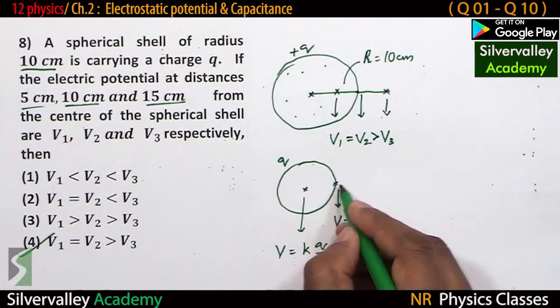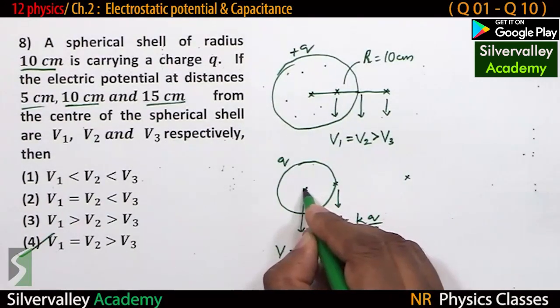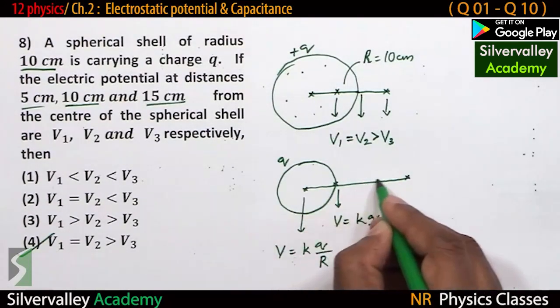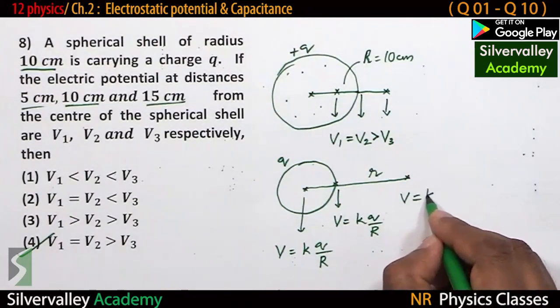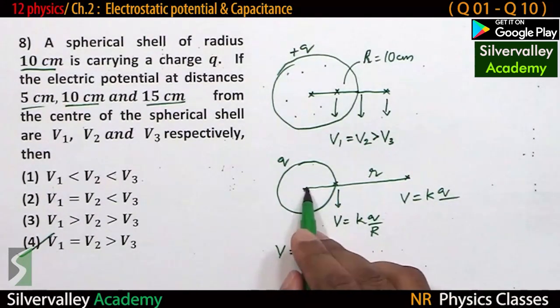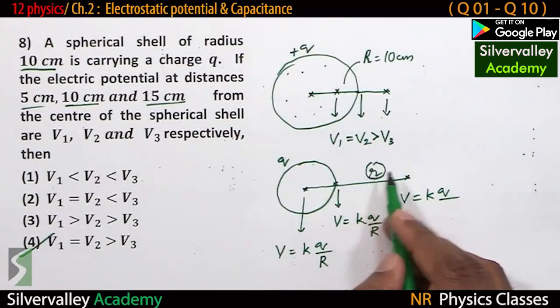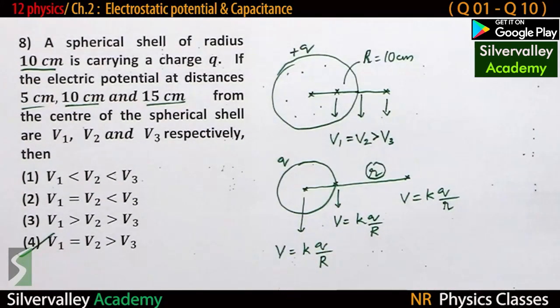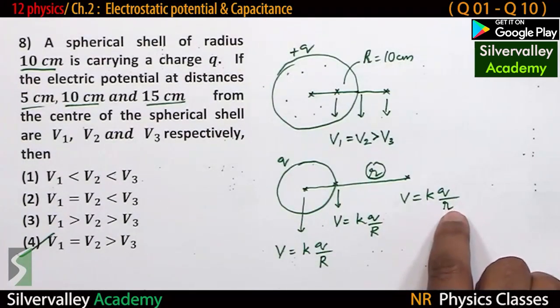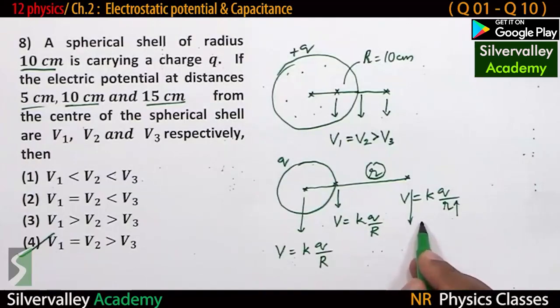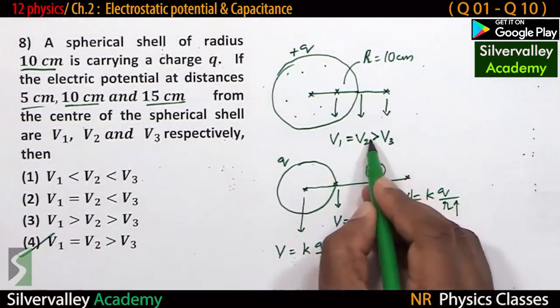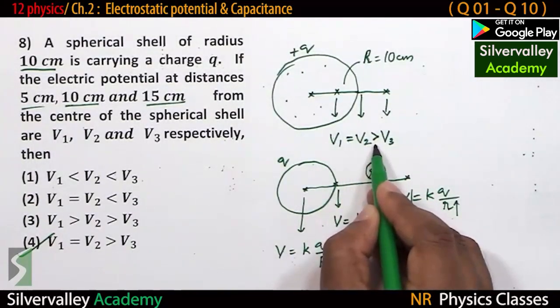And if the point is outside, consider distance from the center, let it be r. Then potential is constant charge by this distance, small letter r. So as r increases, potential decreases. That is the meaning V3 is always less than these two, and these two are equal.